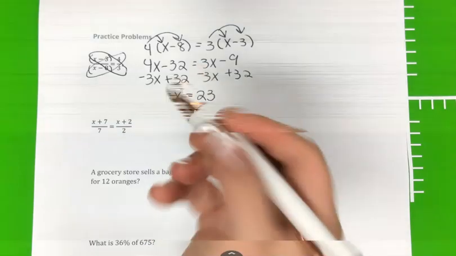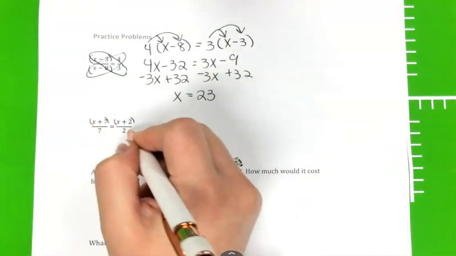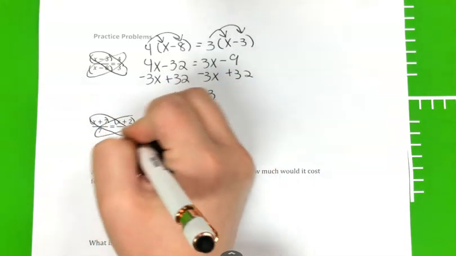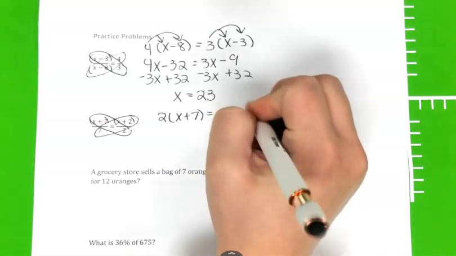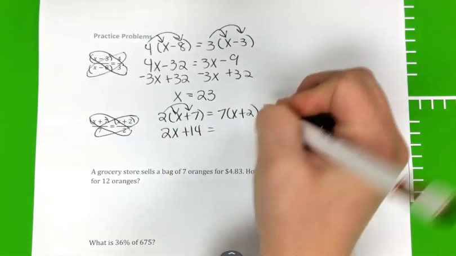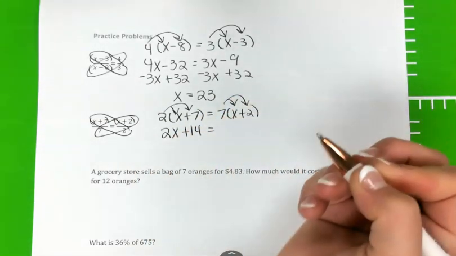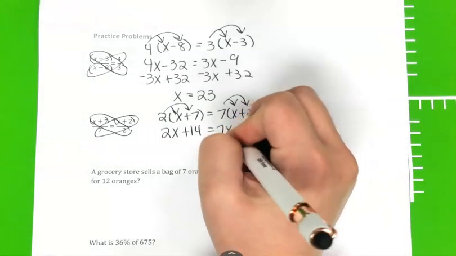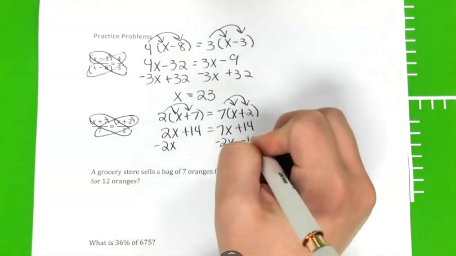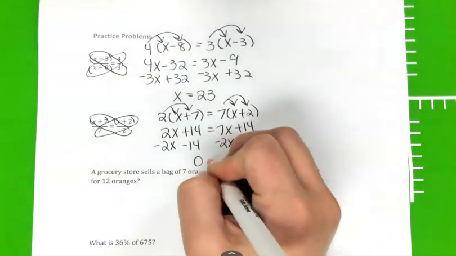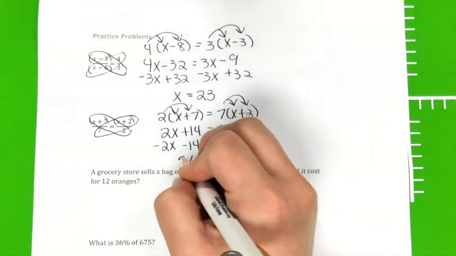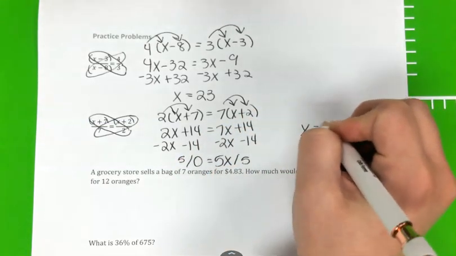Okay, another one for good measure, putting parentheses so that I remember to include that with my cross product. Distributing the 2, distributing the 7, getting all my constants together, and I get, after I divide both sides by 5, that x is 0.